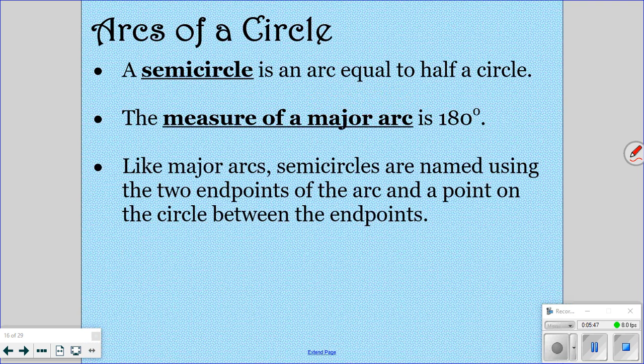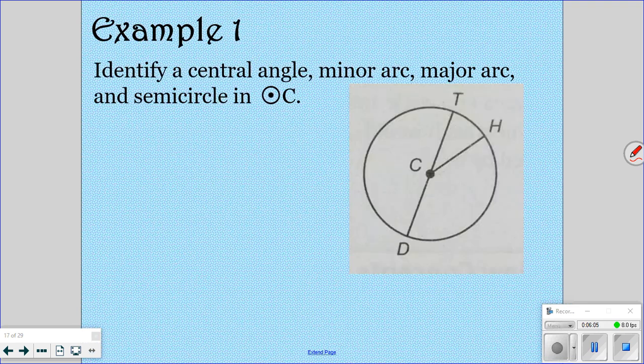Like your major arcs, semicircles are also named using 2 endpoints and a point in between the 2 endpoints. So if it's not a minor arc, then you're going to use 3 points to name it. But if it is a minor arc, you only use 2. So let's look here. We want to identify a central angle, a minor arc, a major arc, and a semicircle.